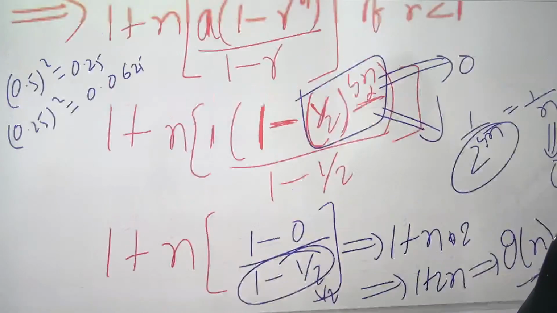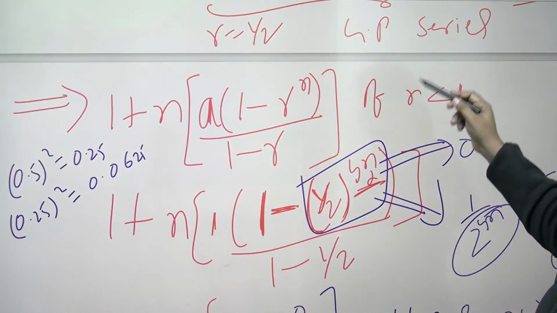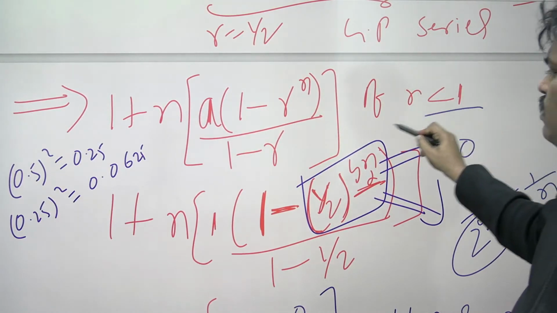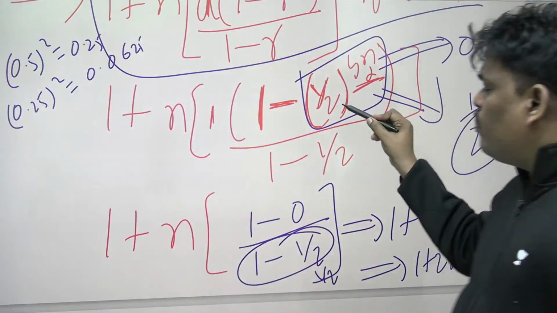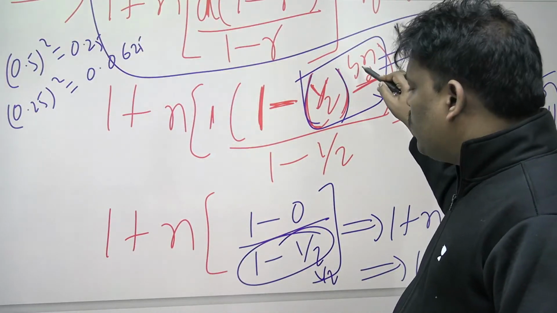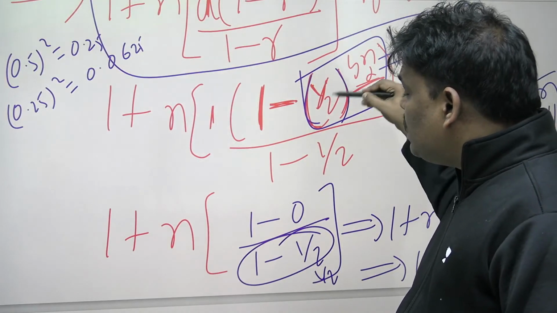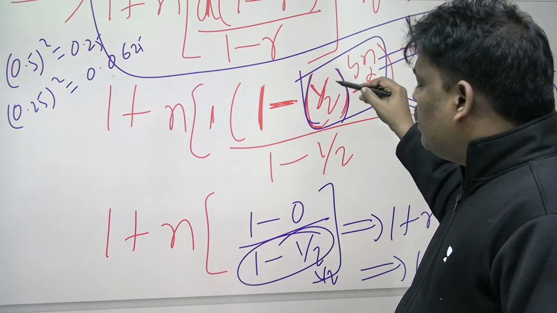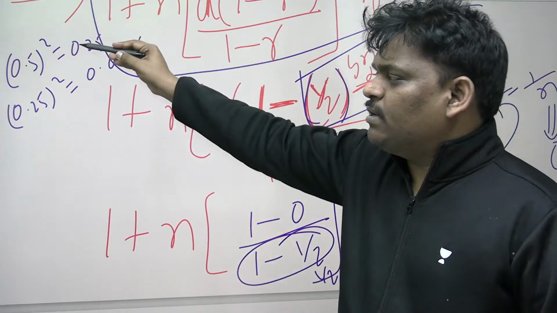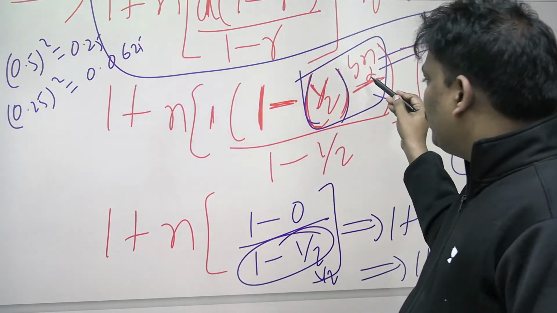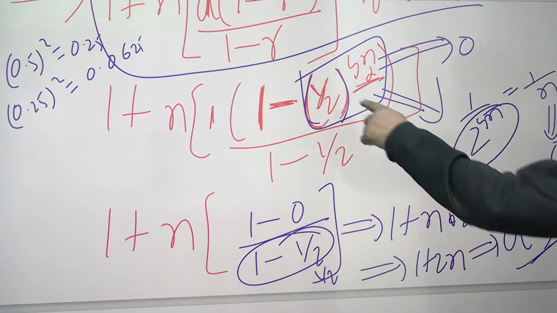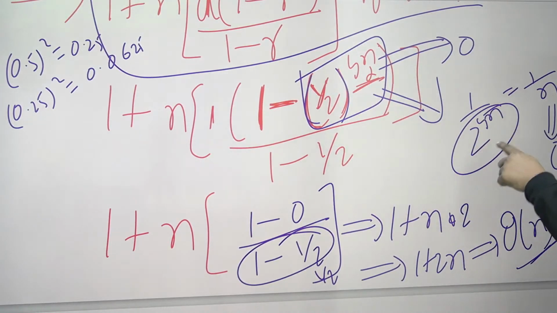Remember, this formula is important. R value less than 1, GP series. This is the formula. If you do properly, 1 by 2 whole power log n. 1 by 2 is already less than 1. If you square it, the value is decreasing. If you square it once again, the value is decreasing. If you do it log n times, it became 0. How 0? 1 by 2 power log n means 2 power log n becomes n, and 1 by n becomes 0.